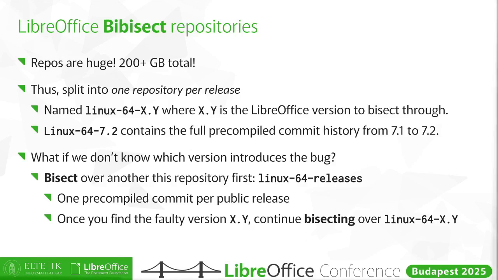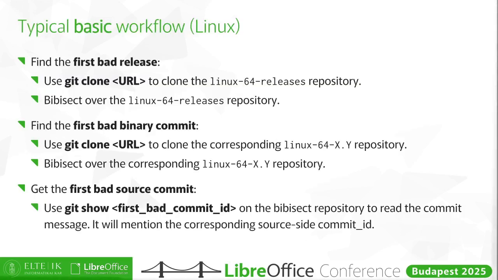So the typical workflow is summarized as this. You first find the first bad release by cloning the Linux 64 releases repository and by bisecting over it. You might already have that if you have done a bisection in the past. And then you will find the first bad binary commit by using the version-specific repository and bisecting over that. And then you can use git show with the commit message on the source code to see which one it is, or what does it say, etc.